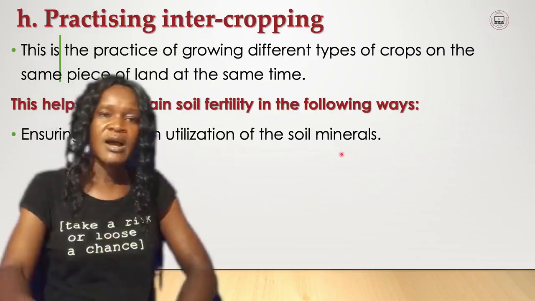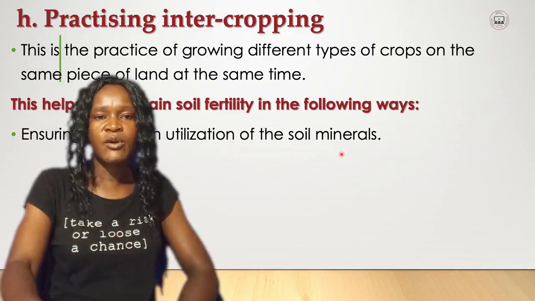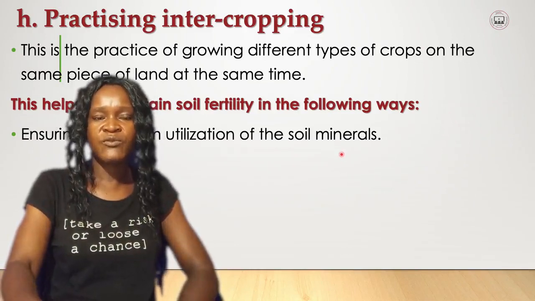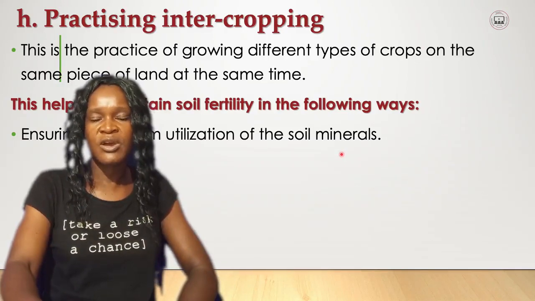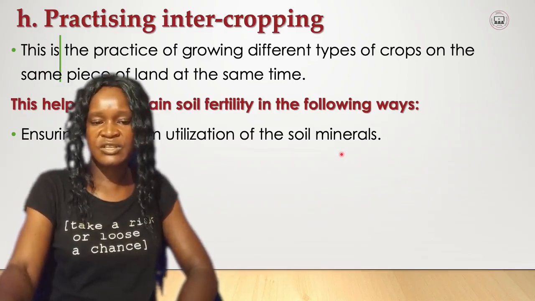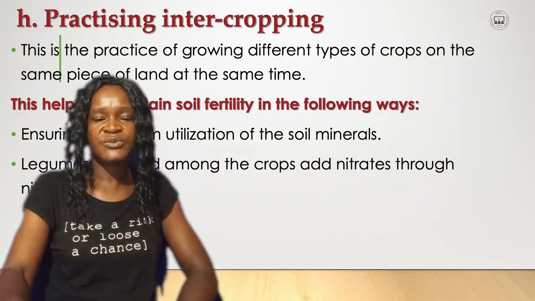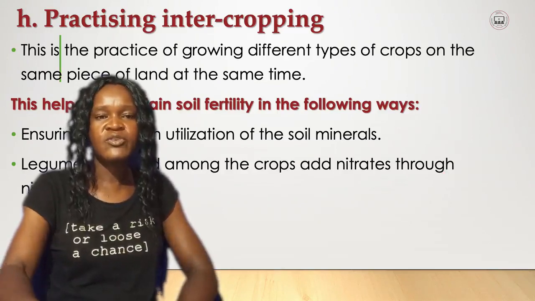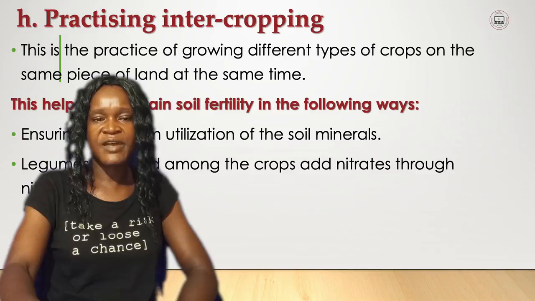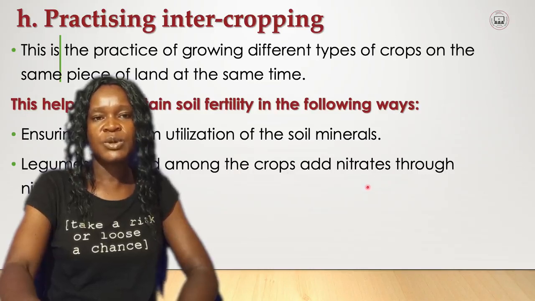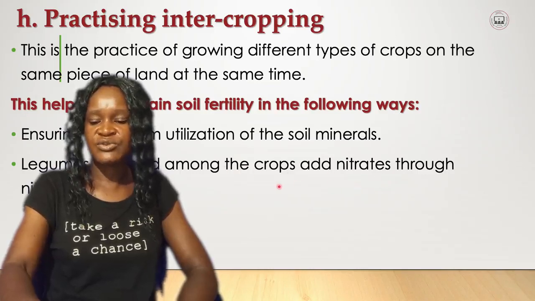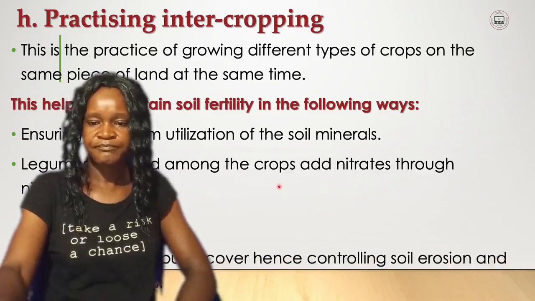There will be no accumulation of only a specific type of nutrients in the soil, so there will be a good distribution of nutrients in the soil. Apart from that, legumes included among the crops add nitrates through nitrogen fixation. So when you are planting different types of crops, obviously the legumes might also be included. If they are included, at least they will help to supply nitrogen in the soil through nitrogen fixation.